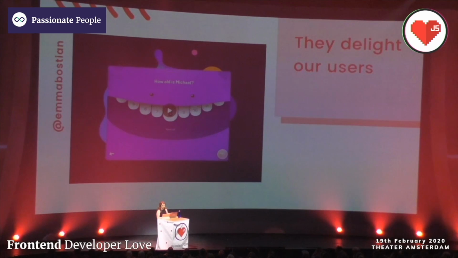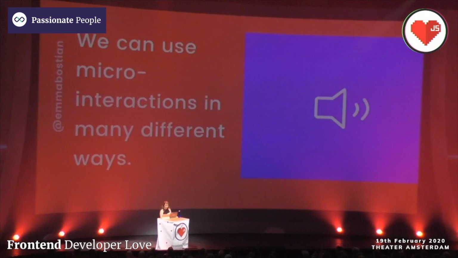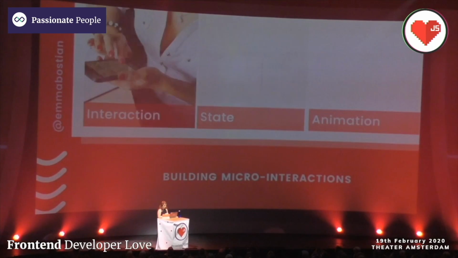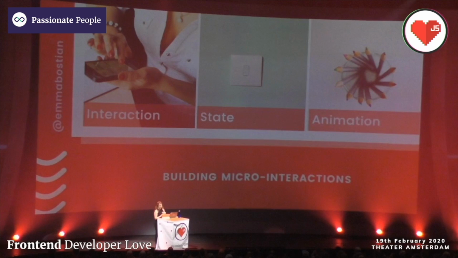And we can use micro-interactions for many things. They let us do a lot of really amazing things, but how do we actually build them? They're comprised of three main areas. So the first is an interaction. All micro-interactions require something to trigger them. And this can be user-triggered, like clicking a button, or it can be process-driven, like requesting data.